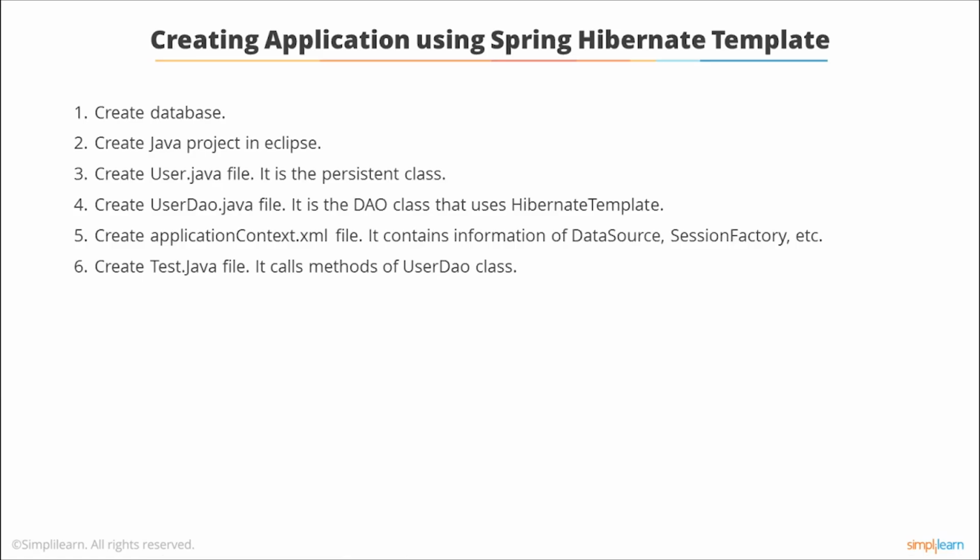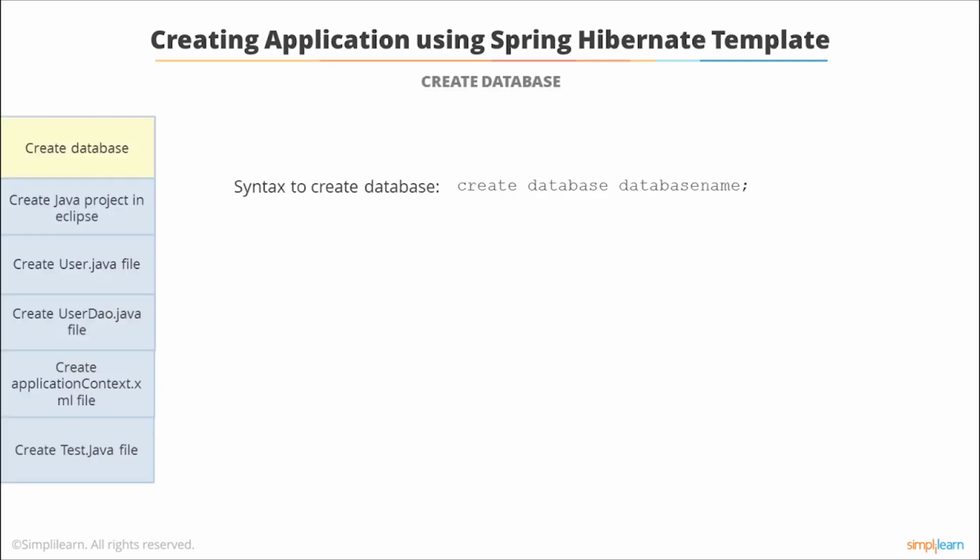We create a database, we create a Java project in Eclipse, we create the User Java file, which is the persistence class. We create the UserDAO Java file, which is the DAO class that uses Hibernate template. We create the application context, which contains information of the data source and Session Factory, and then we create a test Java file, which calls methods of the UserDAO class. Here, this is how we create the database.